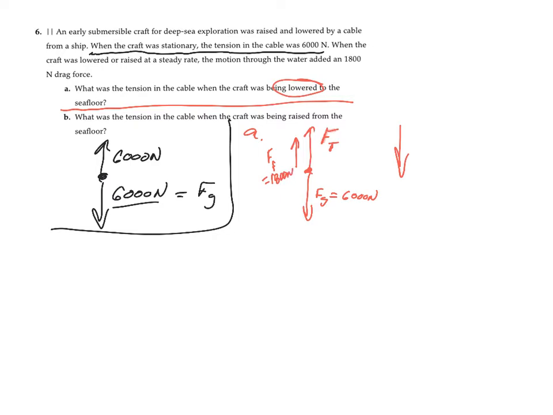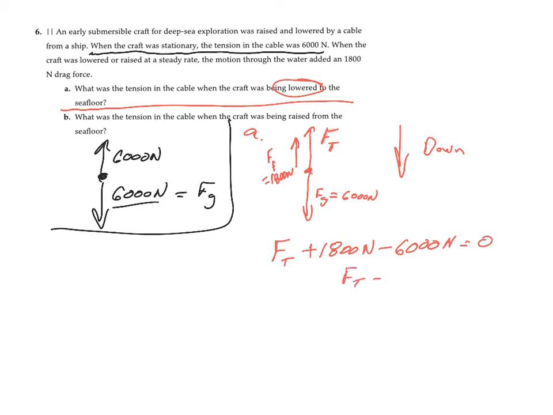So sum of the forces equals 0. I have force tension up, positive. Force drag, why? Because friction always opposes motion and I'm going down. That's my direction of velocity, down. So force tension is up and positive. Force drag is up and positive. Minus my weight, which is 6,000 newtons. And all of those equal 0.